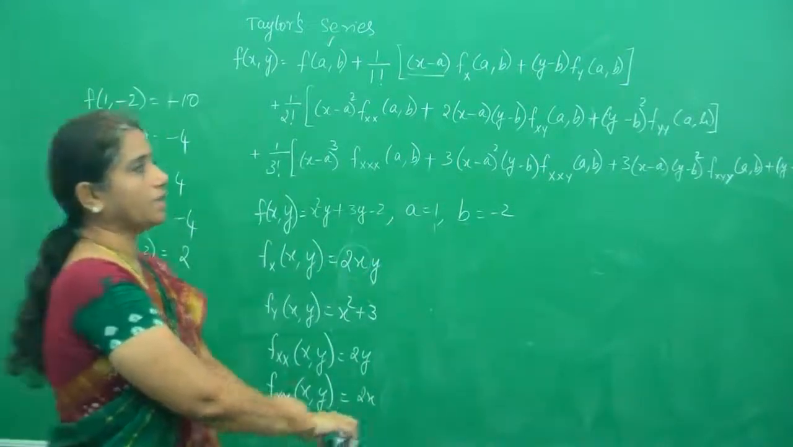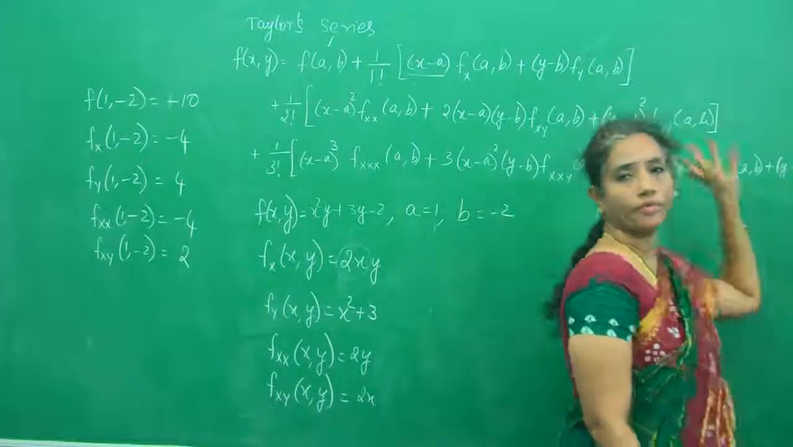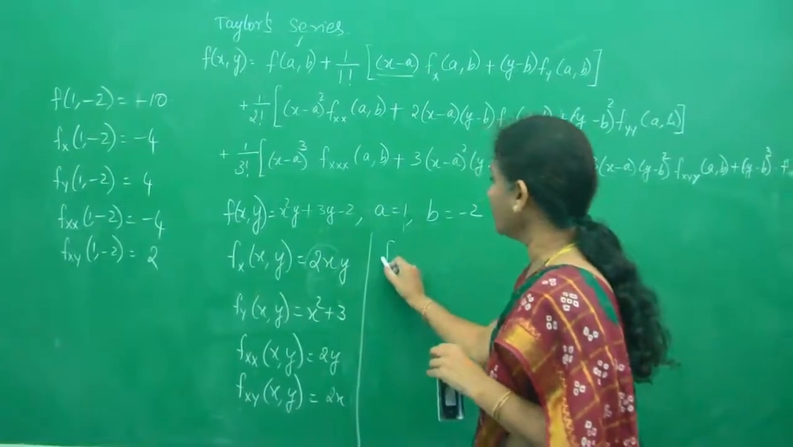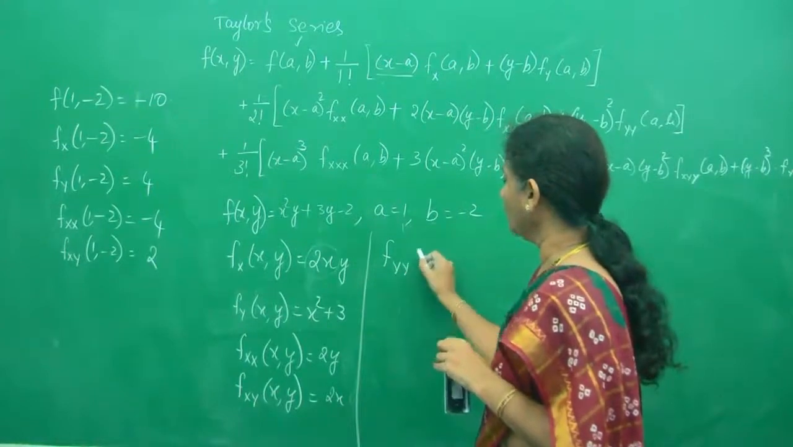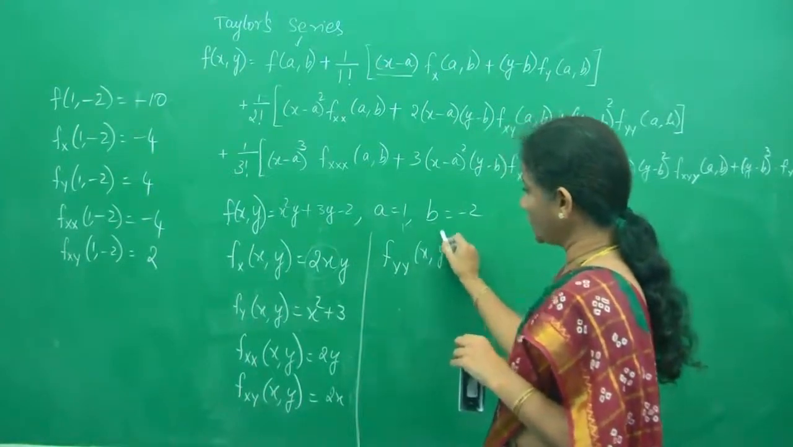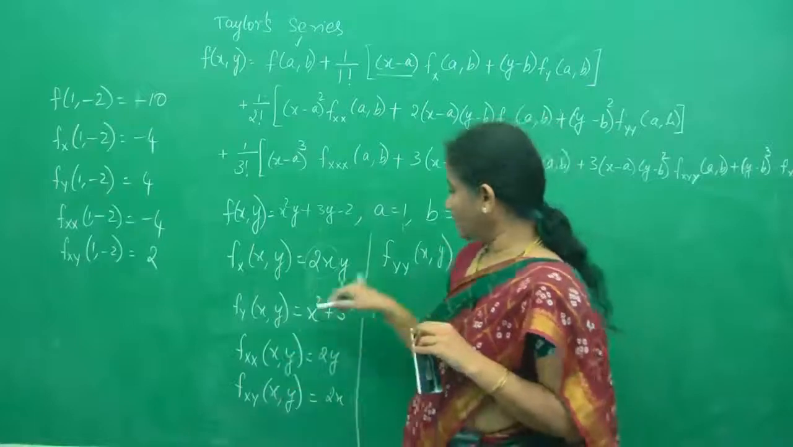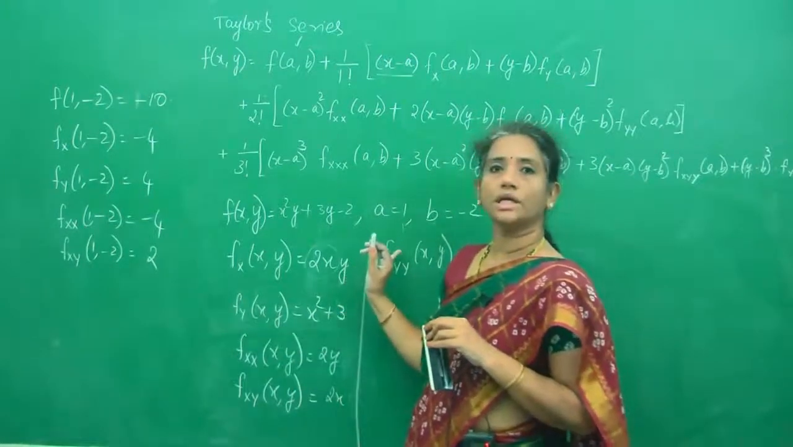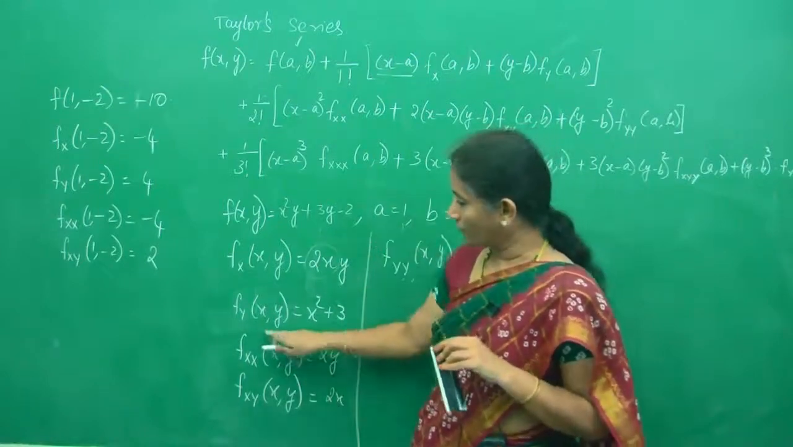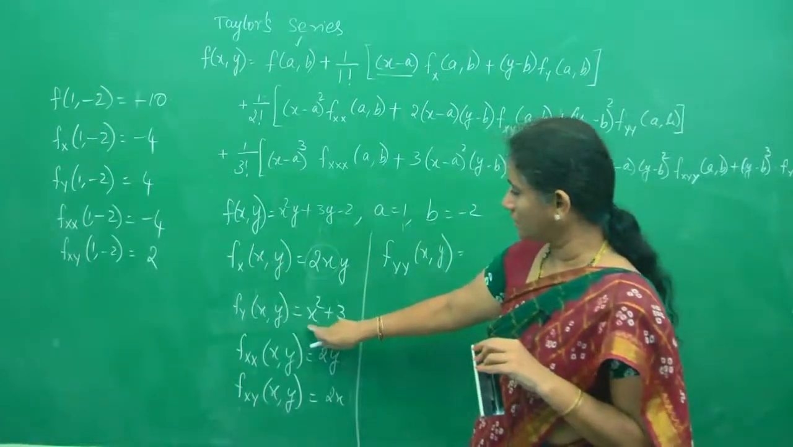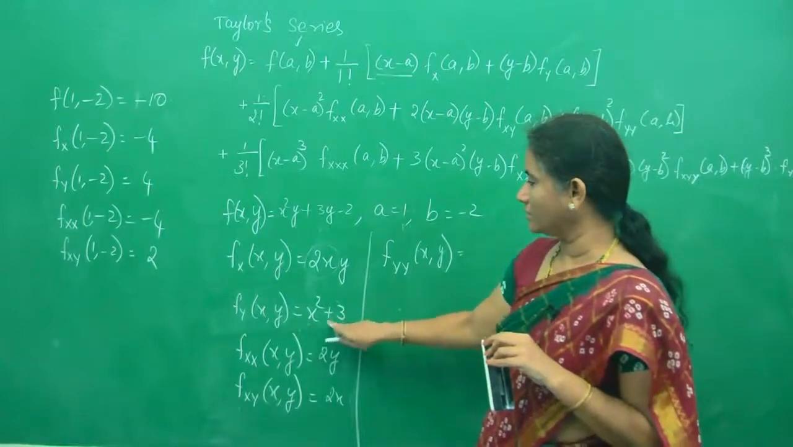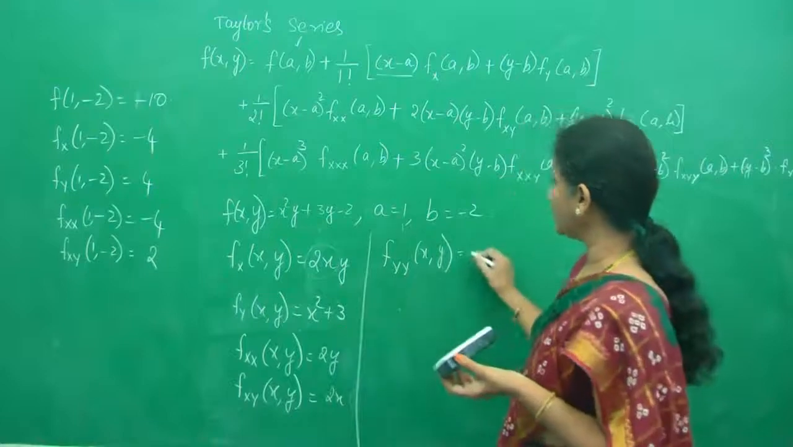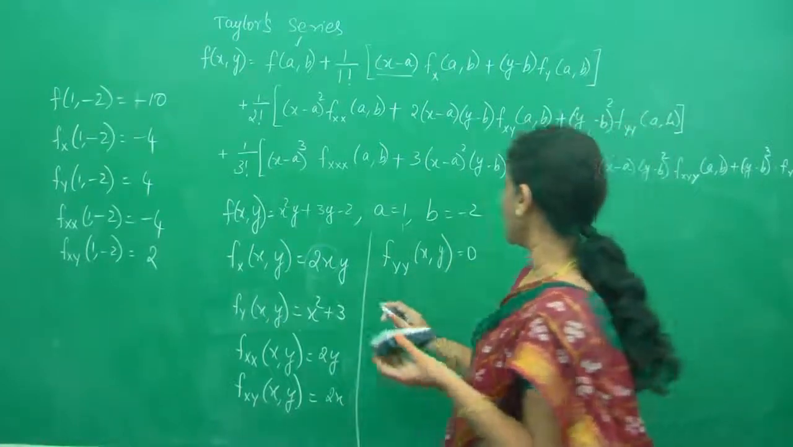Now next one we have is fyy of a, b. What do you mean by fyy of a, b? Which is fyy of xy. Let us do it first. Now we have differentiated with respect to y here. We are going to differentiate it once more with respect to y. So when I am going to do that, it's easy now. x squared plus 3, x is a constant, you know that. So what is this derivative? 0. So it's easy for us.